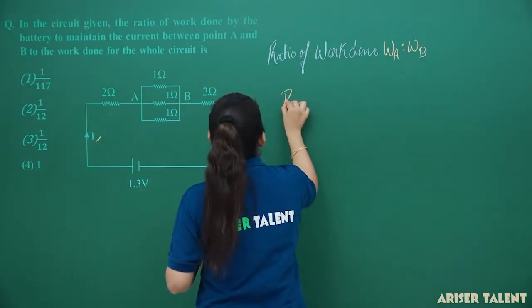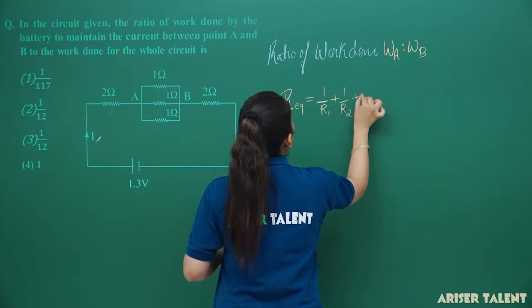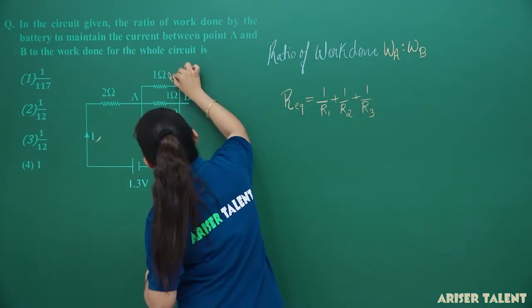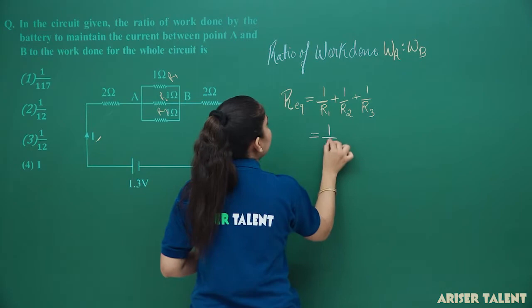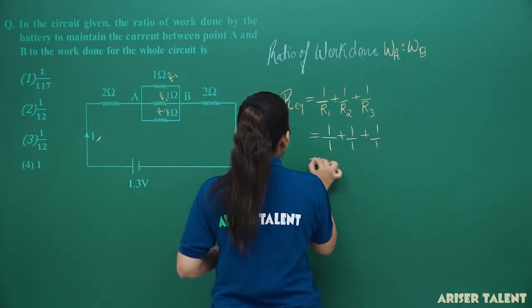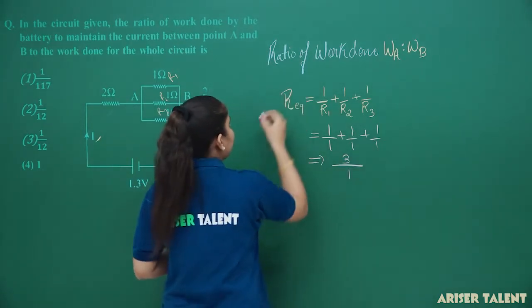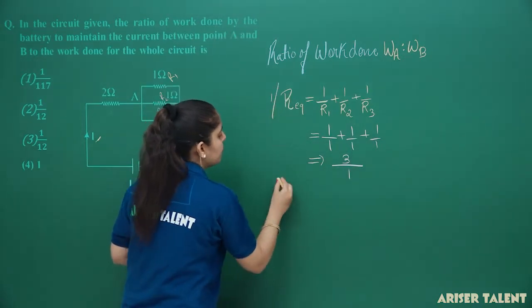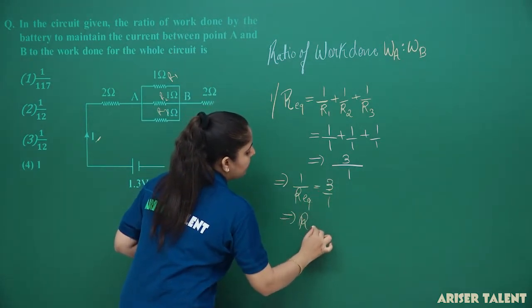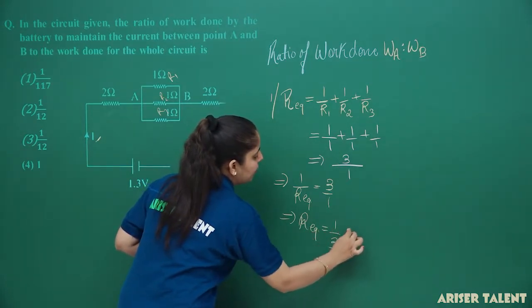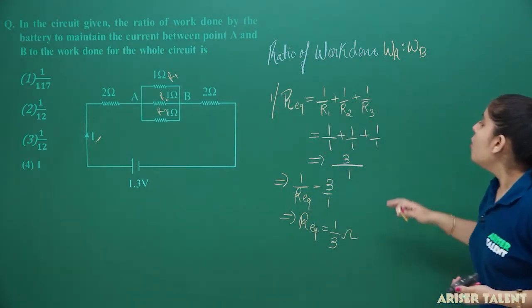So I can write here, 1 upon R equivalent will be 1 upon R1 plus 1 upon R2 plus 1 upon R3. I am naming them R1, R2 and R3. And what will be the value of R1, R2, R3? It is 1 for all. And it came out to be 3 upon 1, because it is a parallel combination here. So 1 upon R equivalent will be 3 upon 1. So R equivalent will have a value equal to 1 upon 3 ohm. From this system, we have determined the value, that is 1 upon 3 ohm.